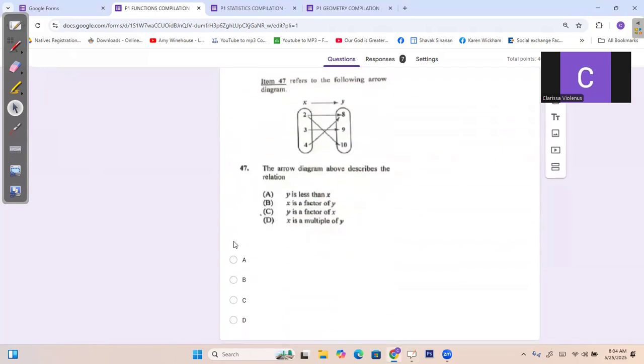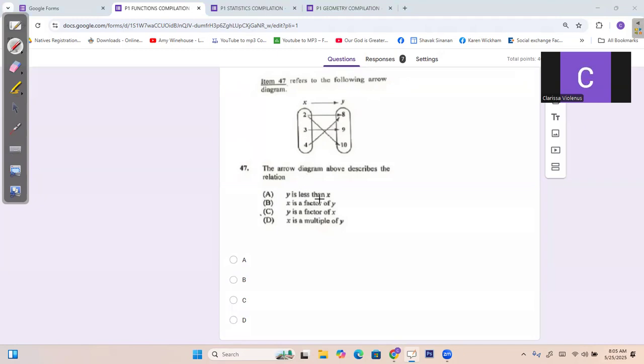Okay, so the arrow will describe which relation. Now we need to figure out what's going on with the numbers. x is the input, y is the output. So it goes from 2 to 4, 2 to 8, 2 to 10, 4 to 8, 3 to 9. So these numbers are factors of these numbers. So x are factors of y, or y are multiples of x. Remember, multiples is the bigger one, factors is the small one. So let's see which one this is.